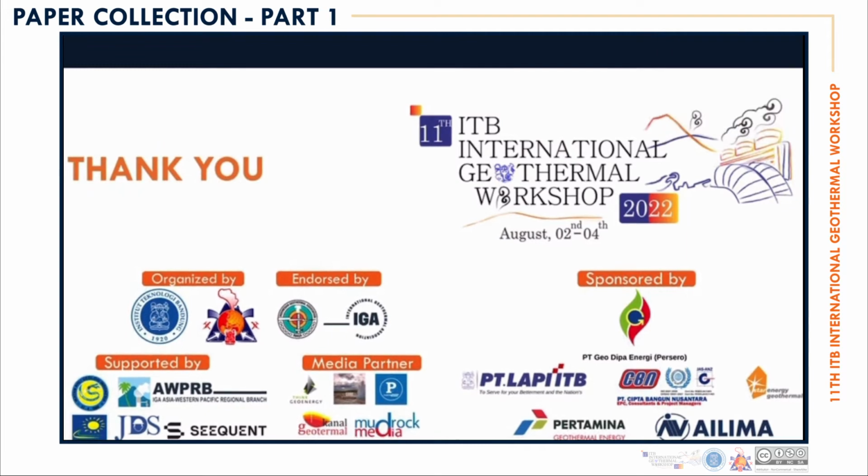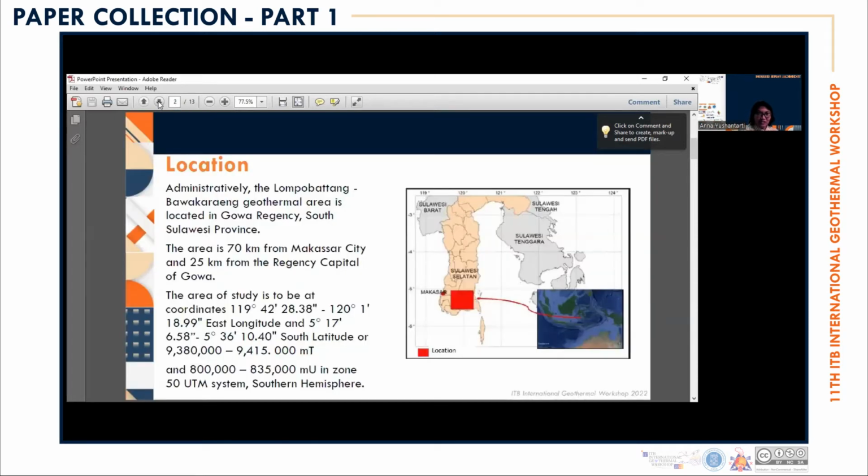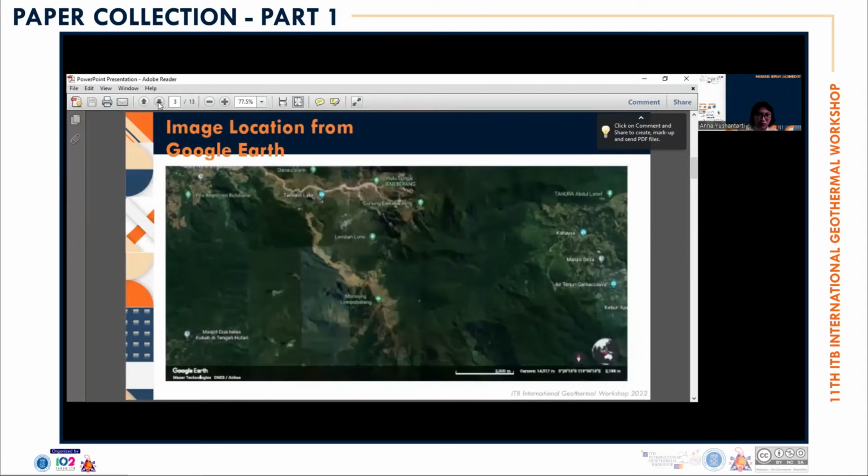Thank you very much. I, Yushantarti, and my partner Dudi will present the early chemical characteristics of geothermal surface features of Mount Lompobattang-Bawakaraeng, Gowa Regency, South Sulawesi, Indonesia. Where is the area? This is the location. It is about 70 kilometers from Makassar city and 25 kilometers from the Regency capital of Gowa. And this is the image location from Google Earth. We can see Mount Lompobattang and Bawakaraeng.